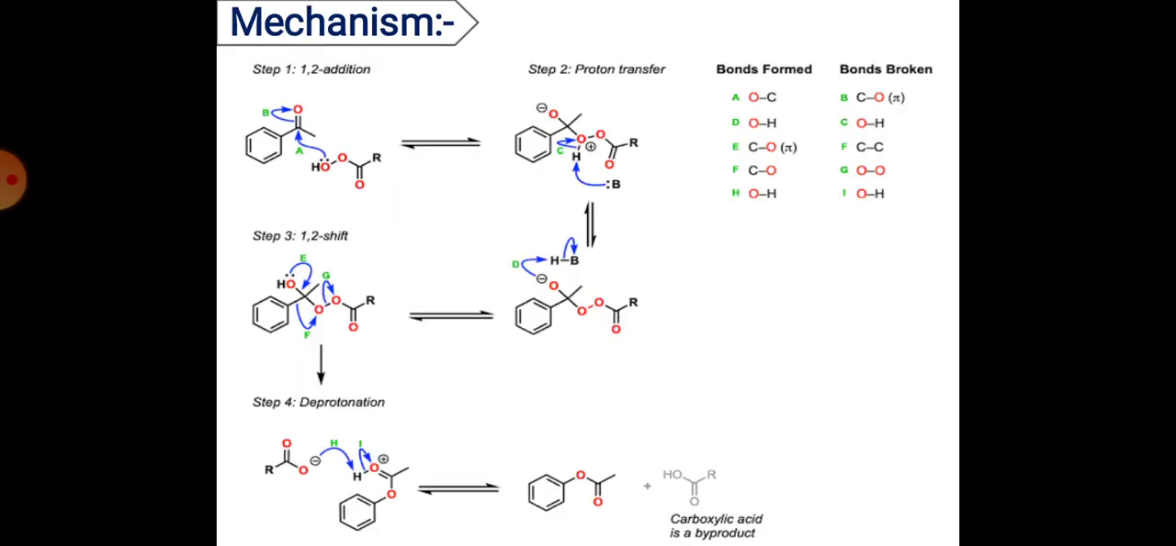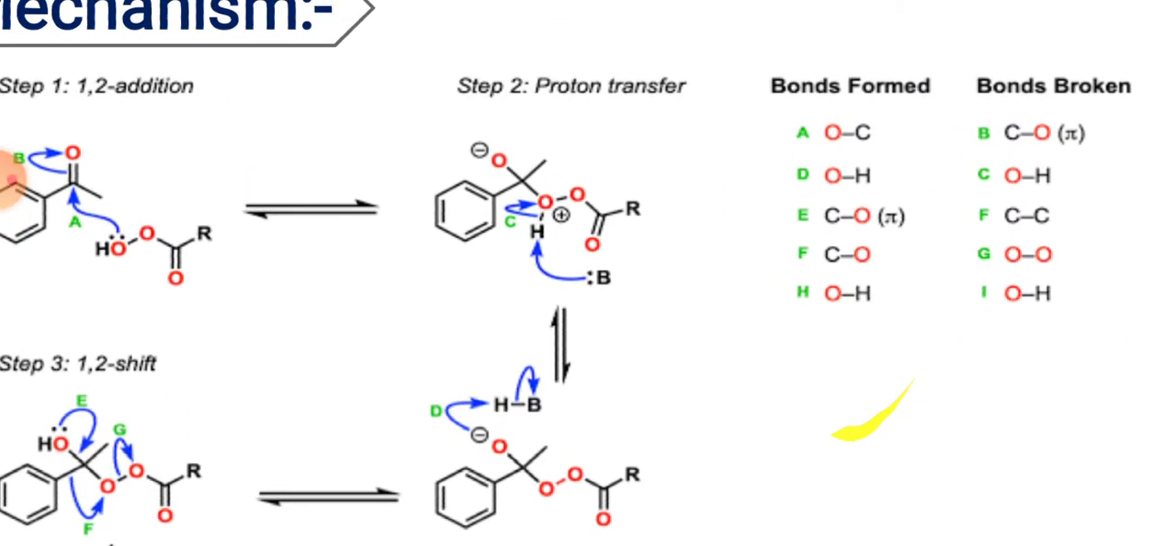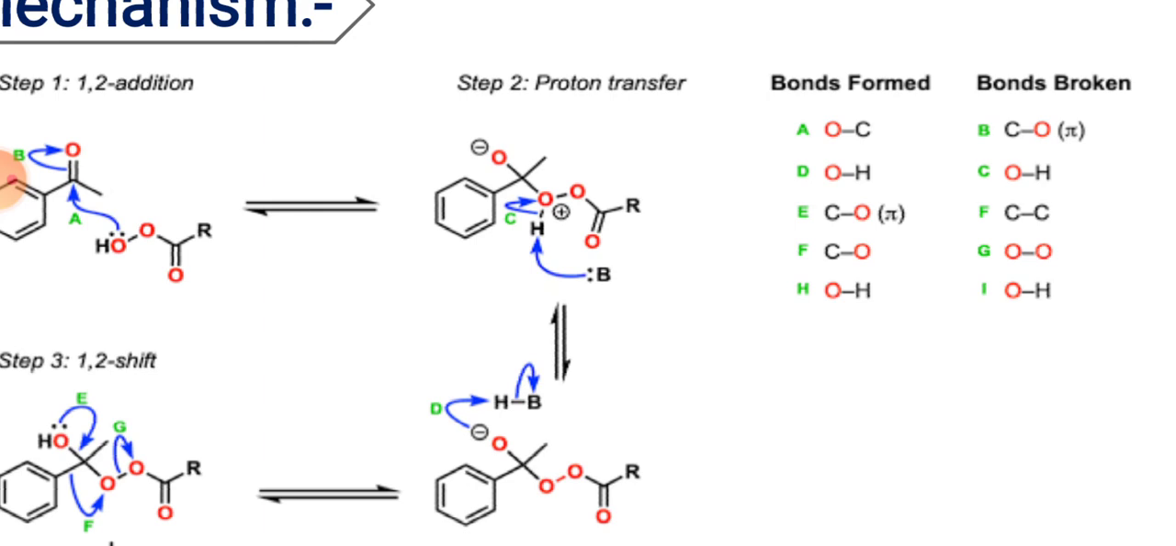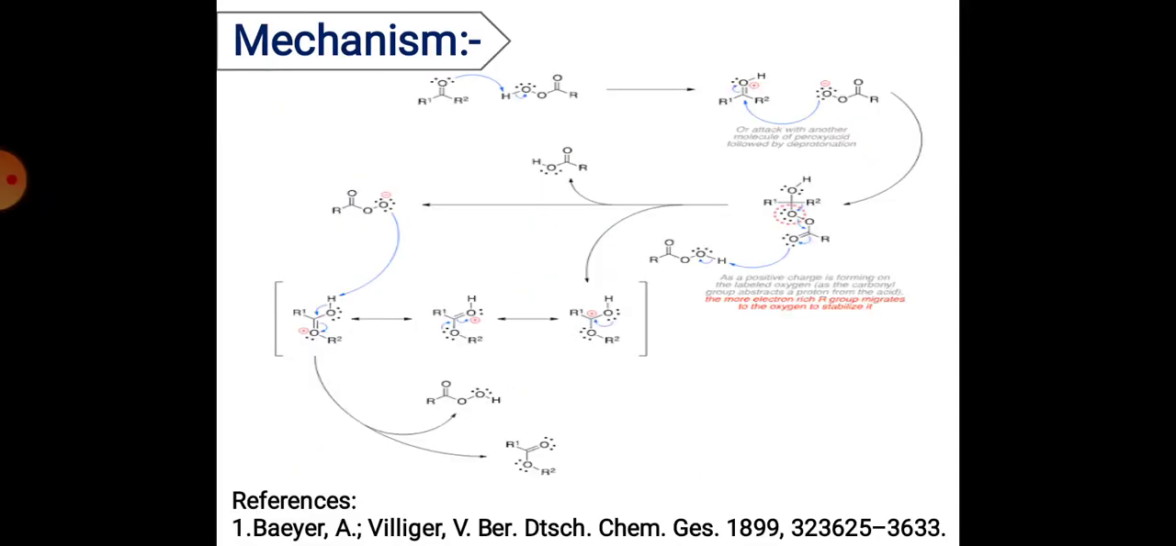So in this mechanism, you know which bonds are developed now. Here the OC bond, OH, CO pi bond, CO sigma bond, and OH. So these are the 5 bonds developed, while the bonds broken are the CO pi bond, OH, CC, OO, and OH. Okay, so these are some key steps to remember for this reaction mechanism.